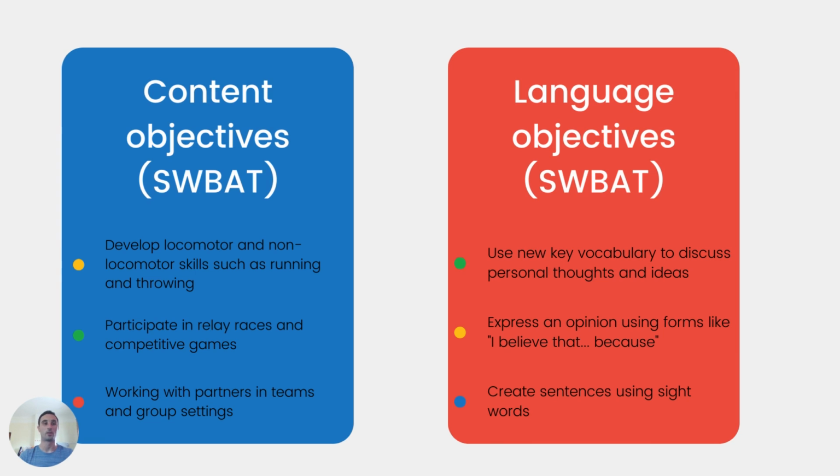and language objectives. We want the students to develop body and social skills together with using new vocabulary to support their dialogue with partners. So for the content objectives, students will be able to develop locomotor and non-locomotor skills, such as running and throwing, participate in relay races and competitive games, and work with partners in teams and group settings.